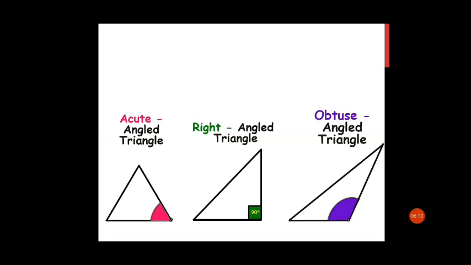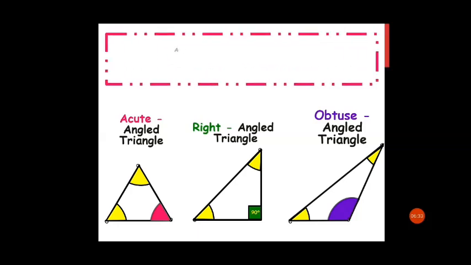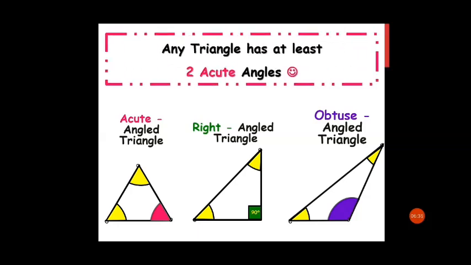So in any of these triangles, how many acute angles do we have? We will find that we have at least 2 acute angles. In case of the first one, all 3 are acute, and in the other 2 cases we have at least 2. So we can have 2 or more acute angles in just one triangle. From this we can say any triangle has at least 2 acute angles.